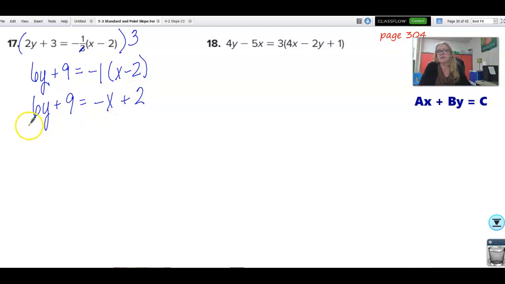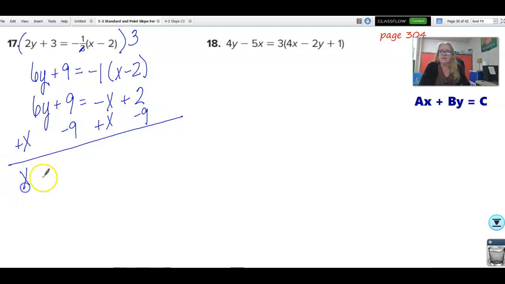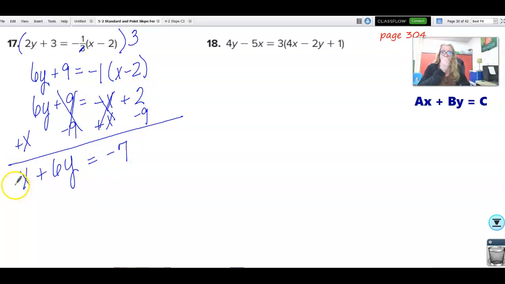All right, we need this x over here, and we need this 9 over here. So I'm going to add x to both sides. I'm going to subtract 9 from both sides. It gives me x plus 6y equals, see this is gone and this is gone, and negative 9 plus 2 is negative 7. And this is an integer, it's 1, and it's positive, so we're good there. And these are both integers, so we're done there.